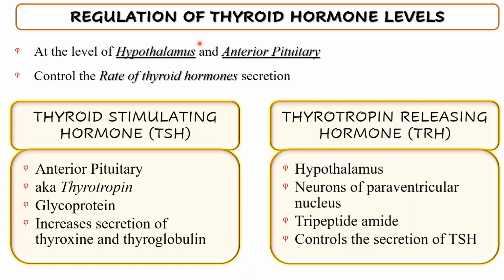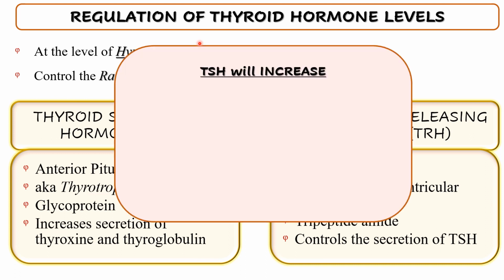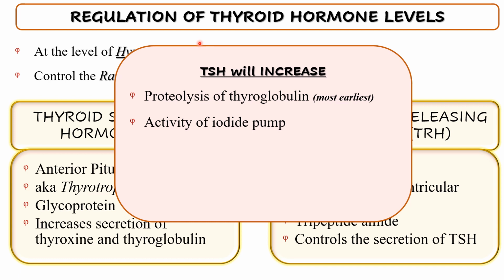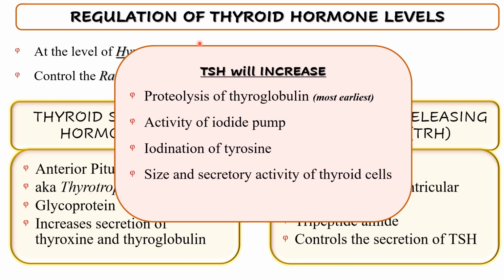We know that the thyrotropin releasing hormone was secreted from the paraventricular nucleus in the hypothalamus, which was controlling the secretion of TSH, and TSH was released in the anterior pituitary by the thyrotropes. TSH is a very important hormone. It will increase the proteolysis of thyroglobulin. It will increase the activity of the iodide pump. It will lead to iodination of tyrosine, and it will also control the size and the secretory activity of thyroid cells, thereby making TSH the most important hormone in thyroid hormone regulation.